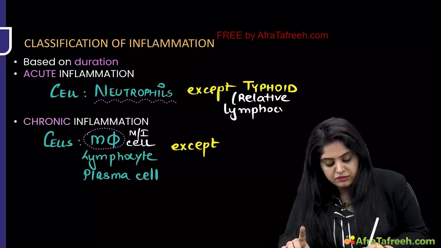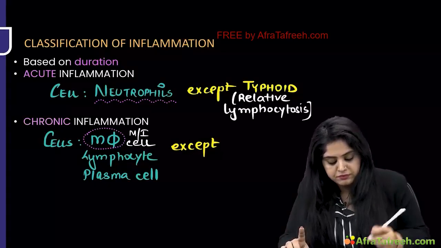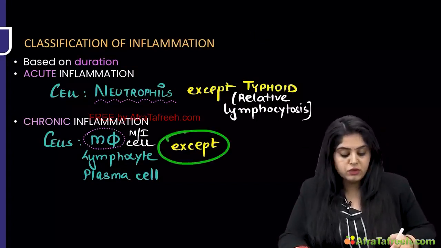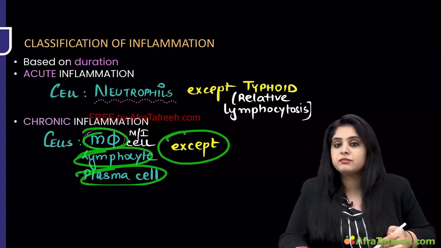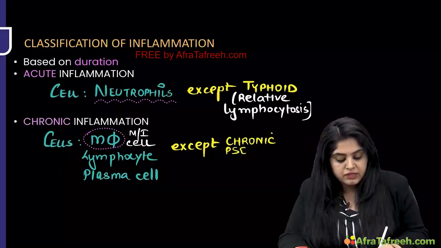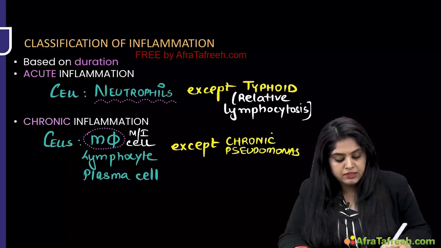It shows you the presence of relative lymphocytosis. On the other hand, all the chronic inflammations are going to show you macrophages, lymphocytes, plasma cells, but there is one chronic inflammation that is known as chronic pseudomonas, and that is going to show you the opposite. That is going to show you lots and lots of neutrophils.